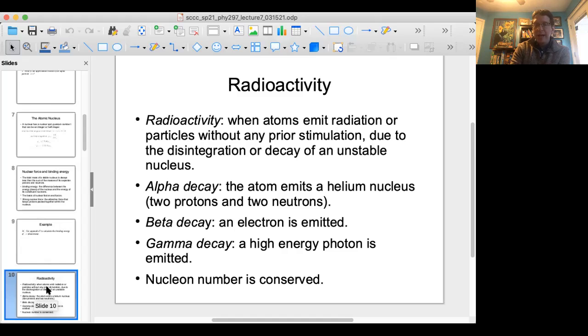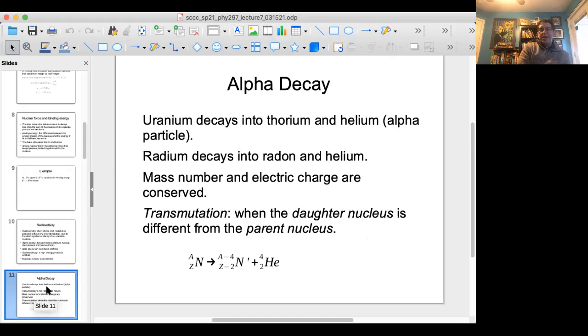In beta decay, the number of protons and neutrons is changed, but the sum remains conserved. So in alpha decay, uranium decays into thorium, 2 steps below it in the periodic table, and helium, an alpha particle. So you have a helium nucleus with 2 protons and 2 neutrons. Radium decays into radon and helium. So that's another example of an alpha decay. In both cases, mass number and electric charge are conserved. The total, A is conserved and Z is conserved.